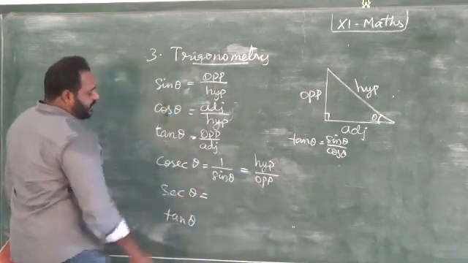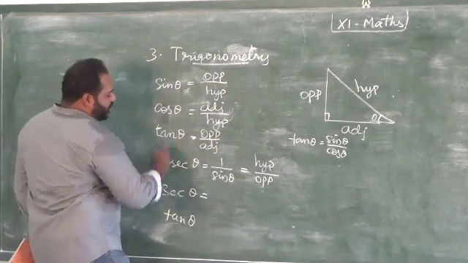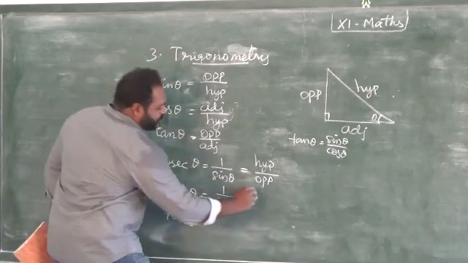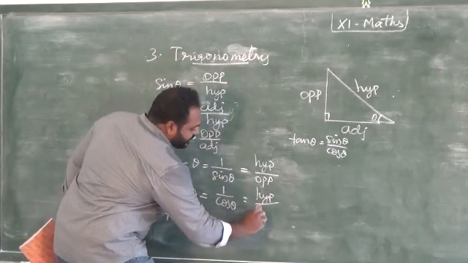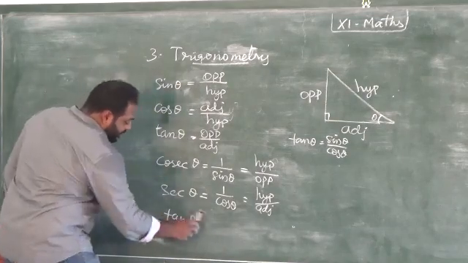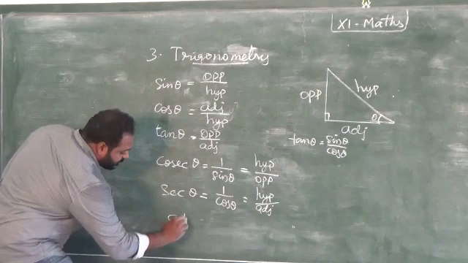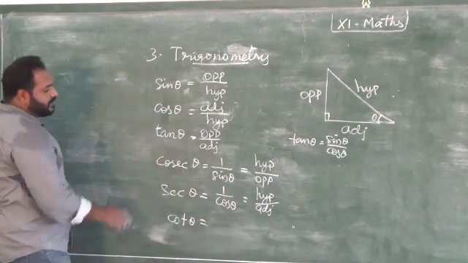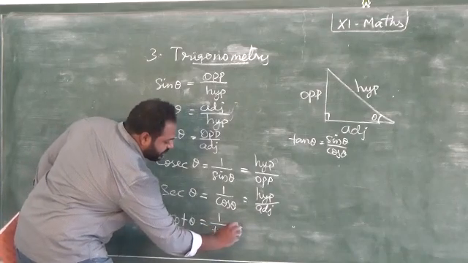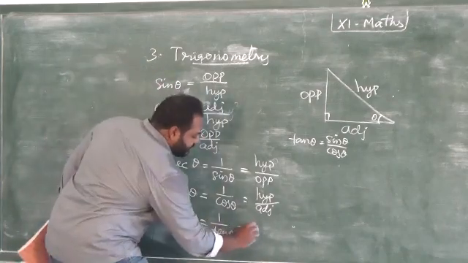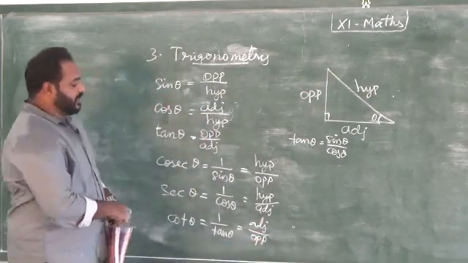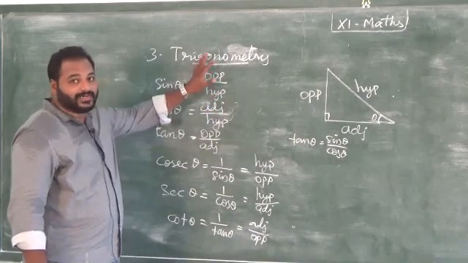Here secant theta is the reciprocal of cos theta. It is 1 by cos theta, so it is hypotenuse by adjacent. Next, sorry, this is not tan theta, this is cot theta. Cot theta is the reciprocal of tan theta. So 1 by tan theta equal to adjacent by opposite. So these are the basic things before we start to learn trigonometry.